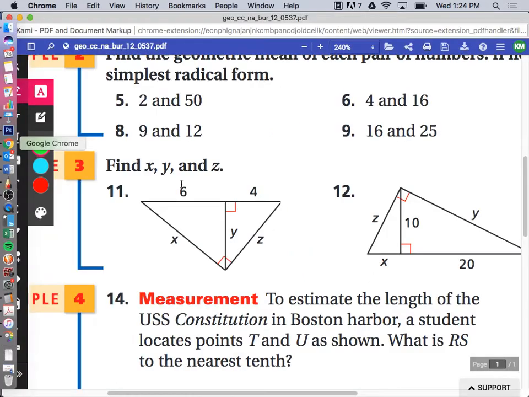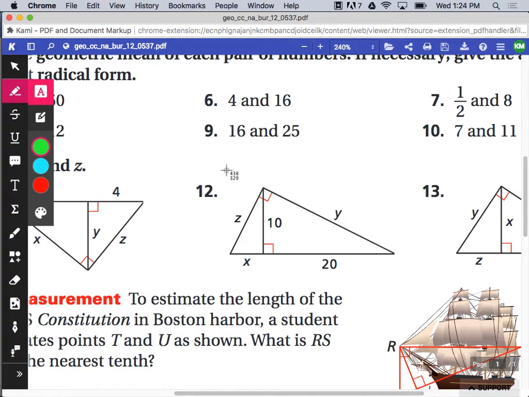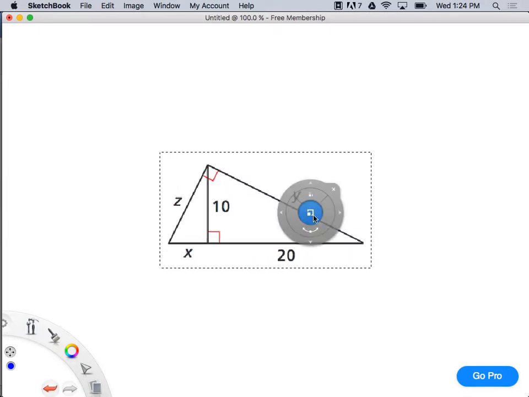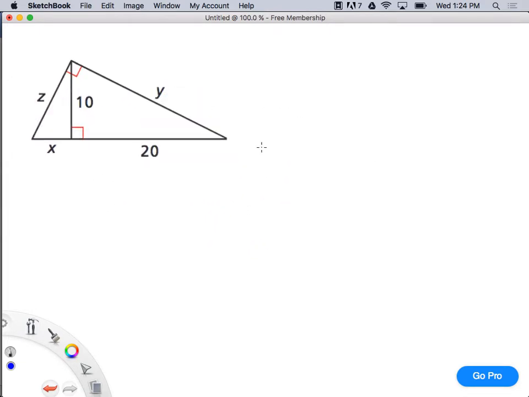Now, let's go on to the next one. Number 12 is a little bit different. Okay, so number 12, this time I don't have both of these numbers, so I have to figure it out. Well, I know that 10, this number here, is the geometric mean of these two numbers. You see that? This altitude is the geometric mean of x and 20. So 10 is equal to the square root of 20 times x. Does that make sense? Because it's the same exact thing, except x was here.